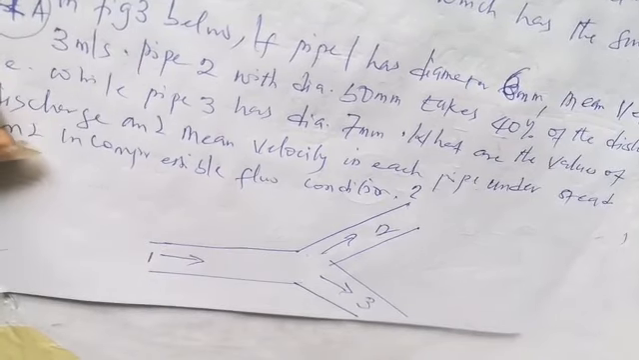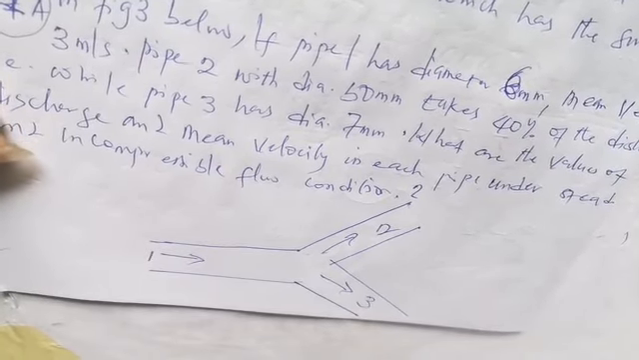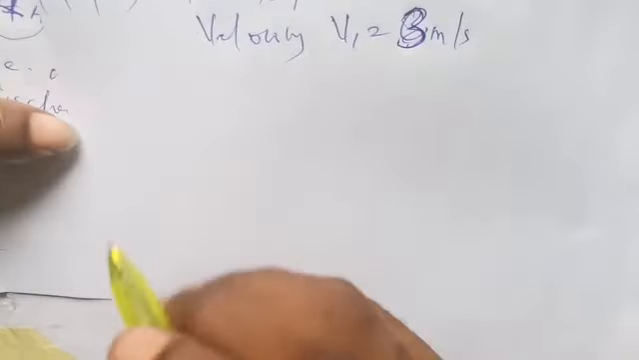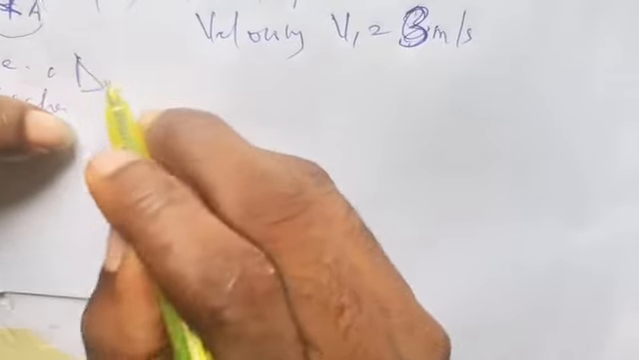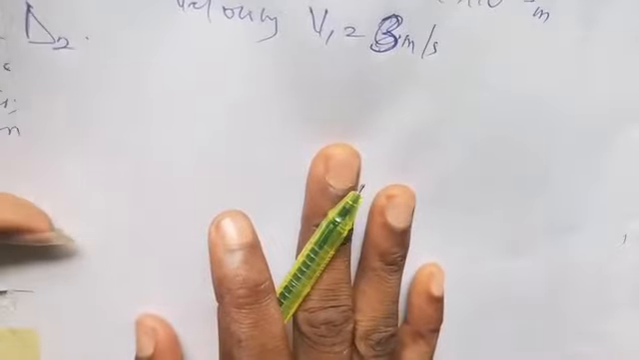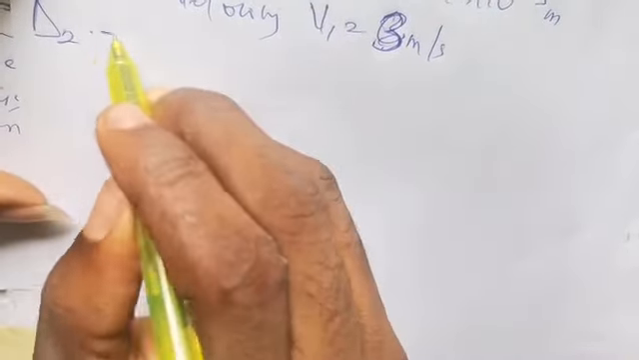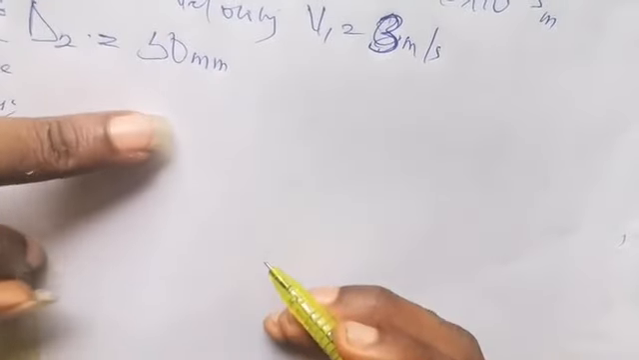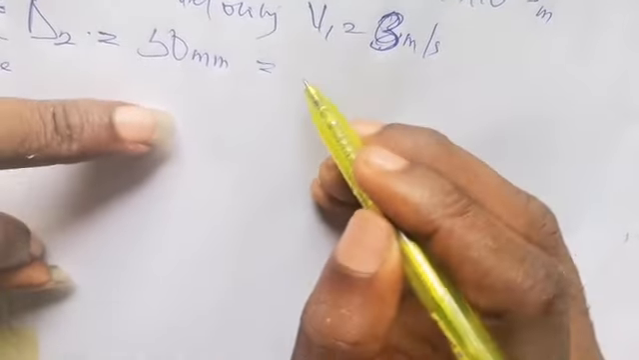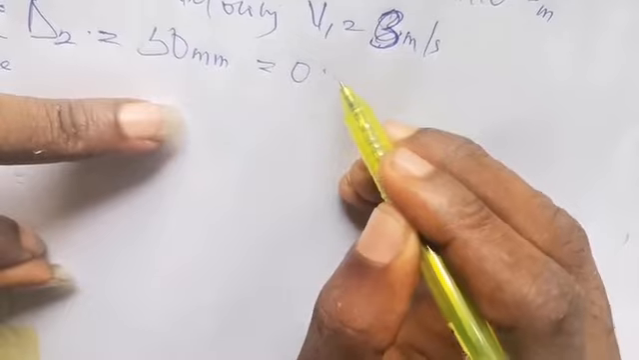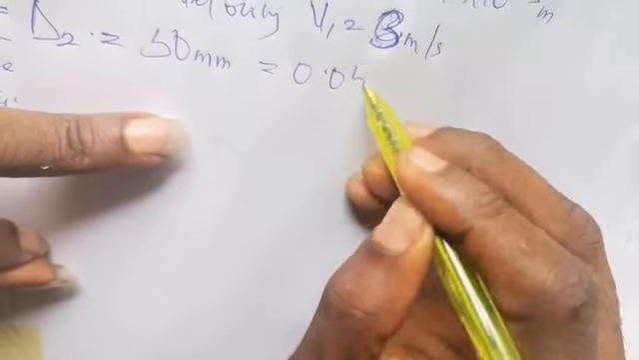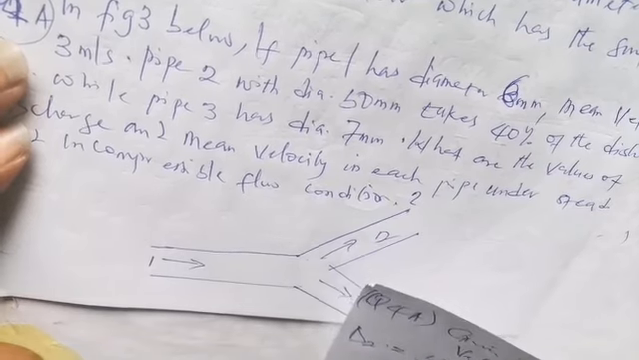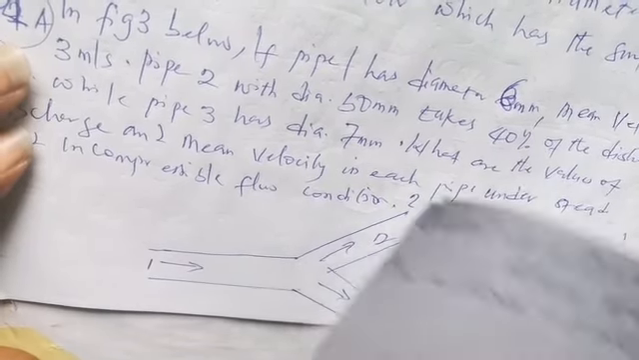Now the next question says pipe 2 has diameter 50 millimeter. So diameter of pipe 2, call that D2, is actually 50 millimeter. Converting this to meter, divide by 1000. That will give us about 0.05 in meters.